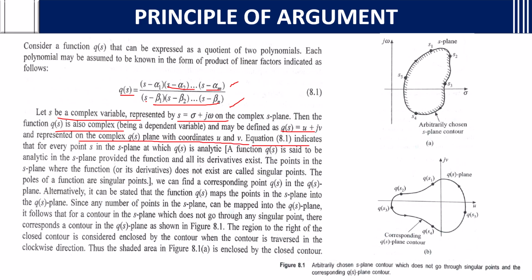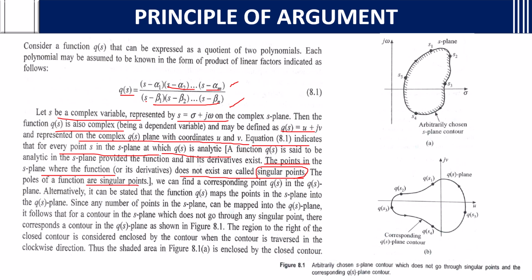Equation 8.1 indicates that every point s in the plane at which Q(s) is analytic. A function Q(s) is said to be analytic in the s plane provided the function and its derivative exist. The points in the s plane where the function or its derivatives do not exist are called singular points. The poles of a function are singular points.